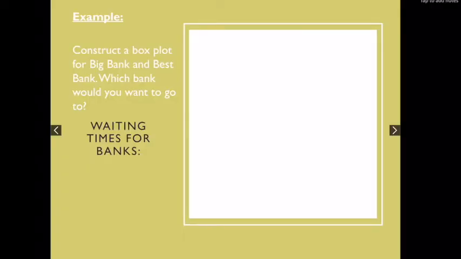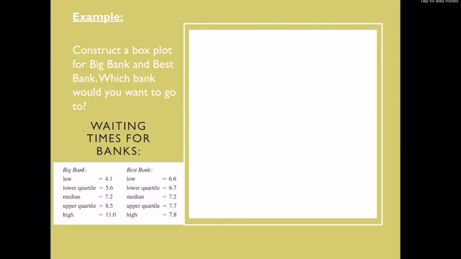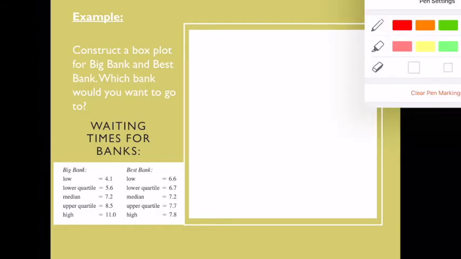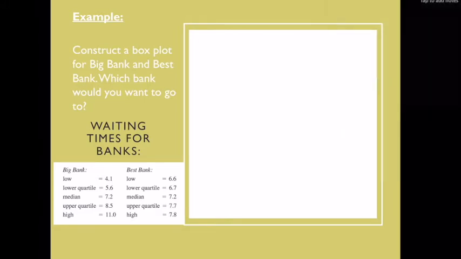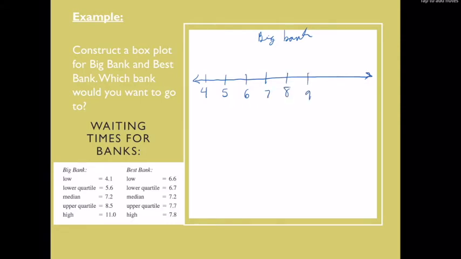So let's construct a box plot for Big Bank and Best Bank. And then I want you to tell me which bank you would like to go to and why, or think about it. So let's go ahead and make the box plot for Big Bank. My minimum value is 4.1, my maximum value is 11, so I need to make sure that my number line includes all those values. I don't have to start at 0. I'm going to start at 4. 4, 5, 6, 7, 8, 9, 10, 11. And that looks like a pretty even number line, if I do say so myself.